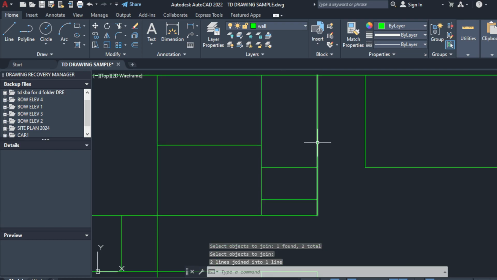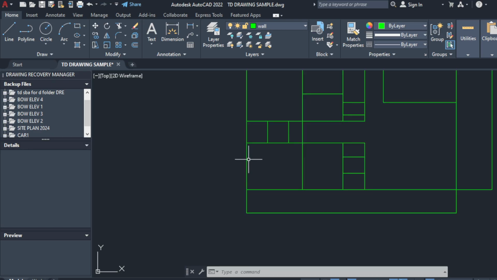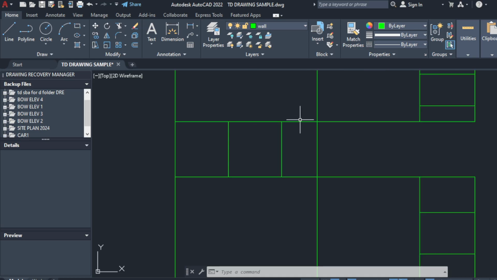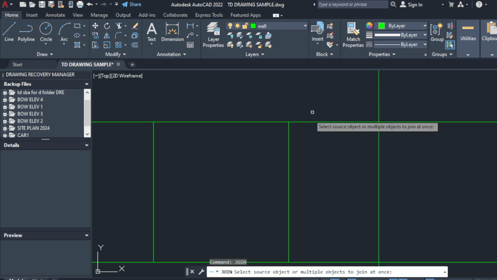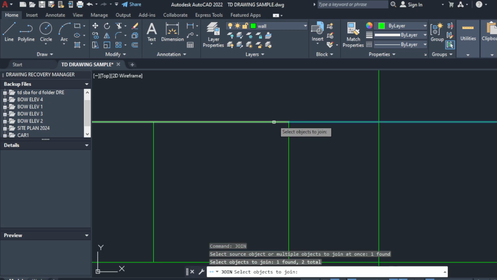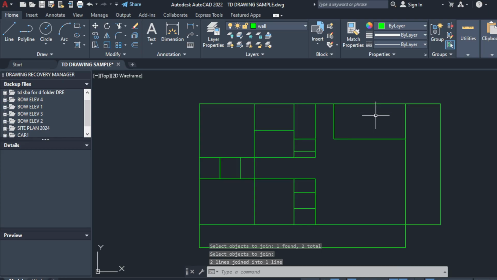Where I did that again. Alright, so I'm clear. Very nice. Right, so here, notice these 2 lines, they are not joined. So I'm going to right click on my mouse, click both lines, and enter. So here is my layout.